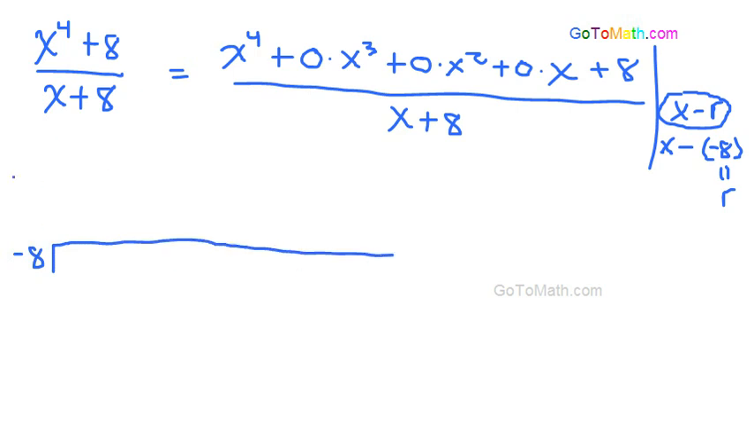Okay, so we put our coefficients in up here: a 1, a 0, another 0, and another 0, and then finally an 8. Take that 1 and bring it diagonally down. Negative 8 times 1 is negative 8. Let's not make any mistakes here. We add those together and get negative 8. Negative 8 times negative 8 is 64. Add them together, you get 64.